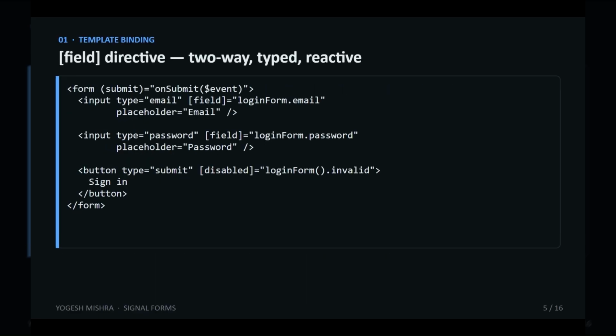Template binding. In the template, you see the new field directive, two-way binding, fully typed, no formControlName, no ngModel. loginForm function dot invalid is a signal. It updates automatically.